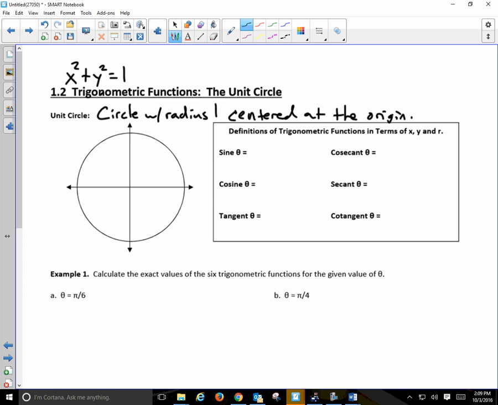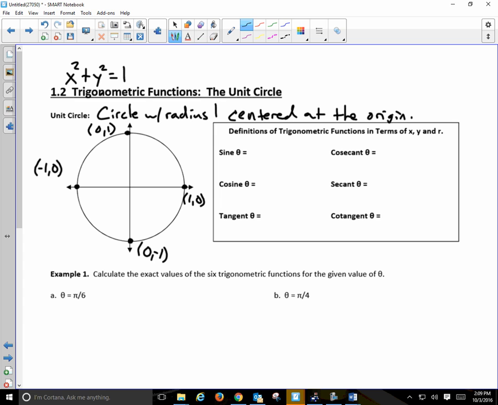If you notice, on the last test you had to write an equation for a circle. Well, here's part of the reason why. Who can tell me what this coordinate right here is? 1, 0. How about this coordinate? 0, 1. This coordinate? Negative 1, 0. And this coordinate here. Good. Everybody okay with that?